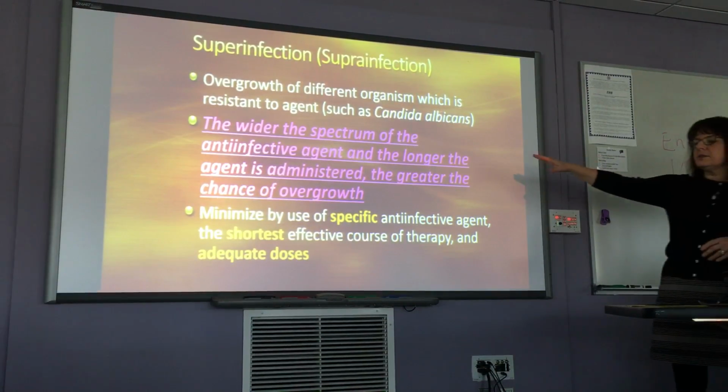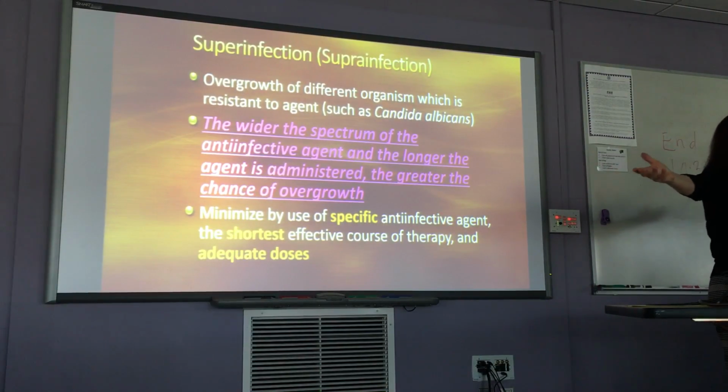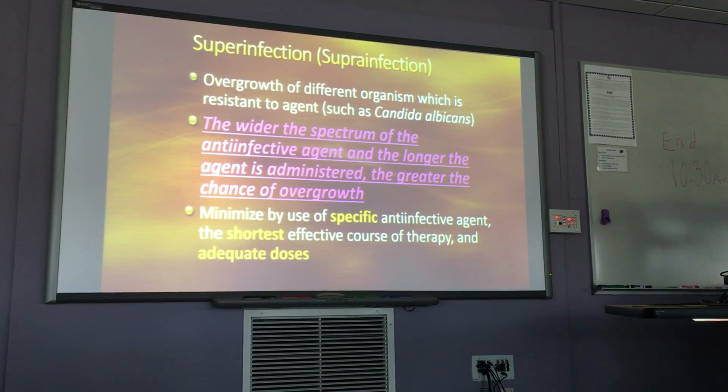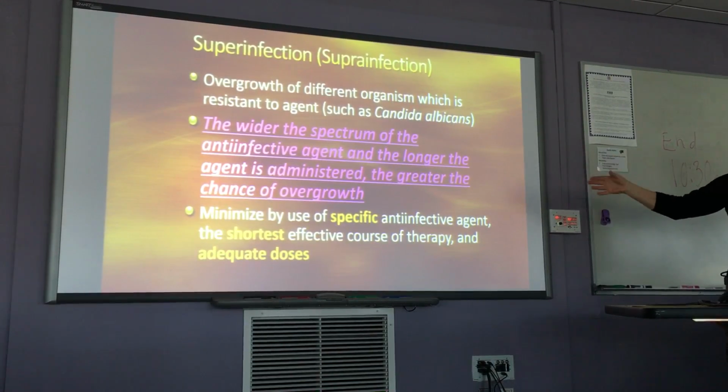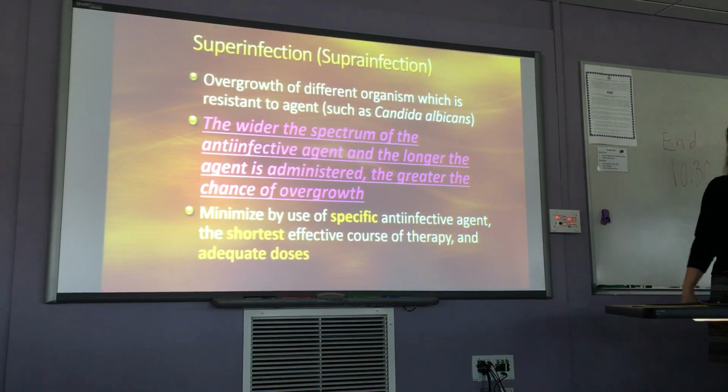So this is where these words come into play. So the wider the spectrum, okay, the bigger the world of bacteria that we're treating by using a wide spectrum antibiotic, okay, and the longer we use it, okay, big wide spectrum, long period of time, the greater the chance of superinfection or overgrowth of other organisms. Okay, makes sense, right? So the longer you use it, the more you use it, the wider the spectrum, the more chance of having a superinfection. So we minimize this by using really specific agents against specific bacteria, if we can, for the shortest period of time in adequate doses, okay?